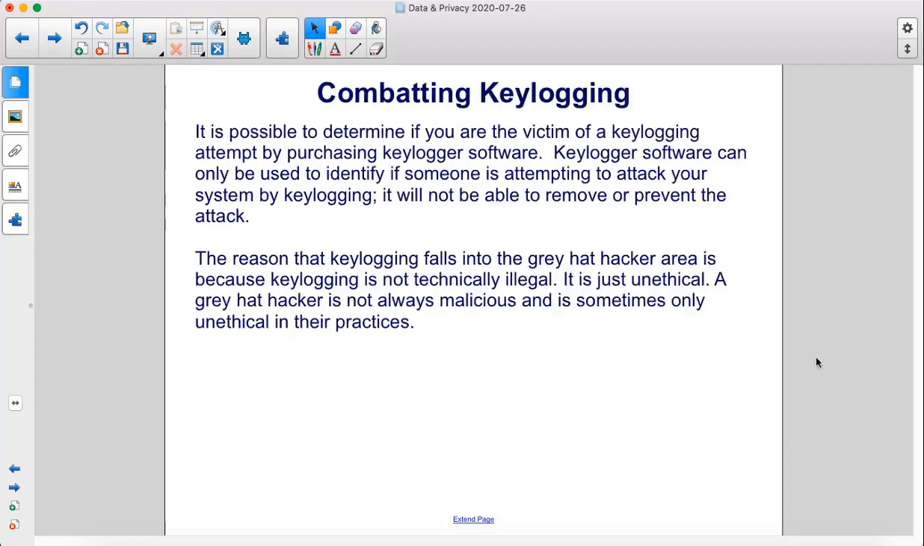It is possible to determine if you are the victim of a keylogging attempt by purchasing keylogger software. Keylogger software can only be used to identify if someone is attempting to attack your system by keylogging. It will not be able to remove or prevent the attack. The reason that keylogging falls into the gray hat hacker area is because keylogging is not technically illegal. It is just unethical. A gray hat hacker is not always malicious and is sometimes only unethical in their practices.